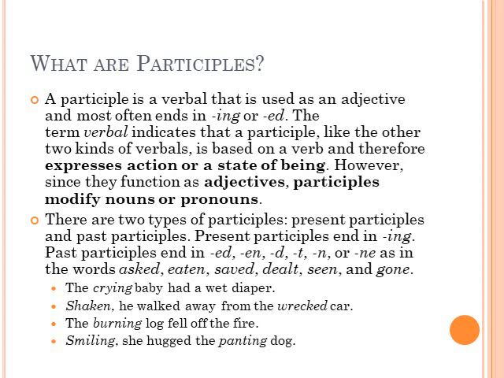Smiling, she hugged the panting dog. What kind of woman was it? It was a smiling woman. Or you could say, the woman who was smiling hugged the panting dog. Smiling, she hugged the dog who was panting. What kind of dog was it? It was a panting dog. So again, these are verbal adjectives, and sometimes it'll come up as a participial phrase. That's the way we're often going to be using them here in our lesson.